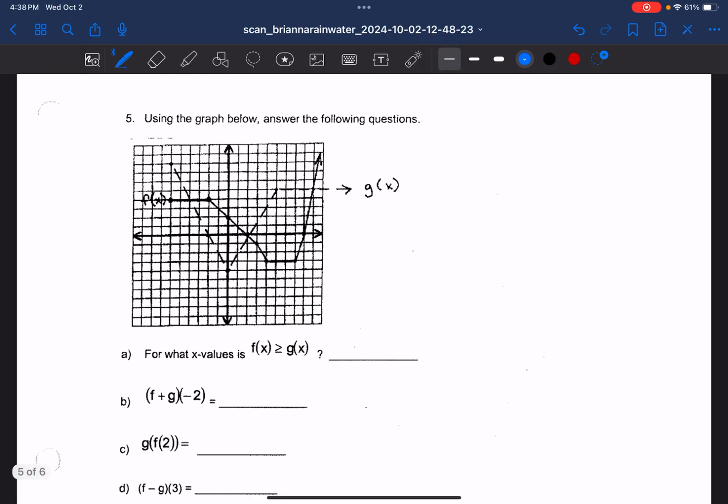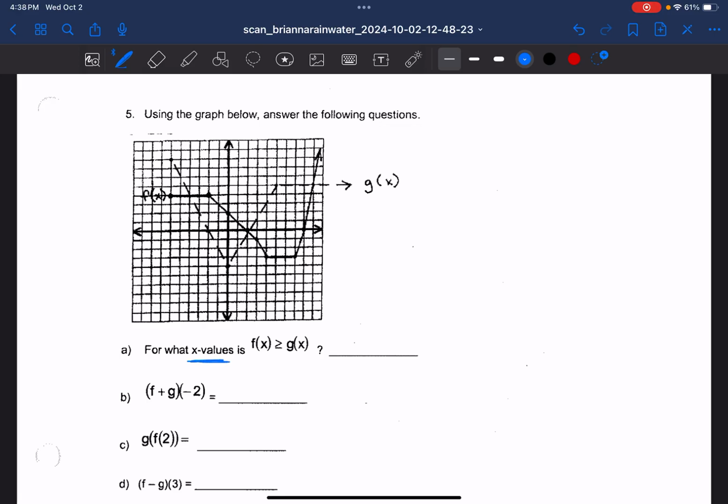Okay, number 5 says for what x values is this true? Where is f of x greater than g of x? So on the graph, I'm going to look for where f of x, which is the solid line, is greater than g of x. This would mean where it is above g of x. And that occurs right here in this section and again out here on the end. So that appears to start at the x value of negative 4 and continues to the x value right here of 2. Or from negative 4 to 2.